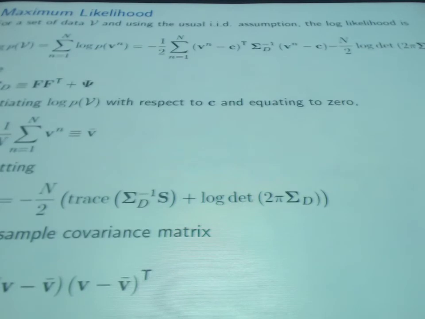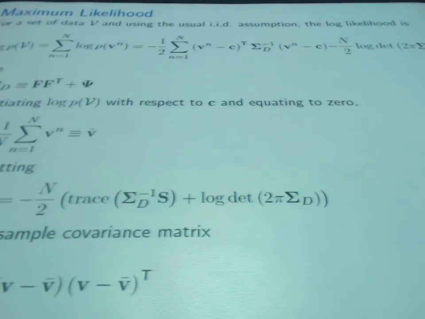Okay, so maybe I won't go through all the details here, but with maximum likelihood, we want to learn three things. We want to learn C, the constant, we want to learn matrix F, and we want to learn this diagonal matrix psi. We want to do that with maximum likelihood, and we'll assume, as usual, that the data is IID. So we just write down the objective function to maximize. In terms of the log likelihood, this is what you get.